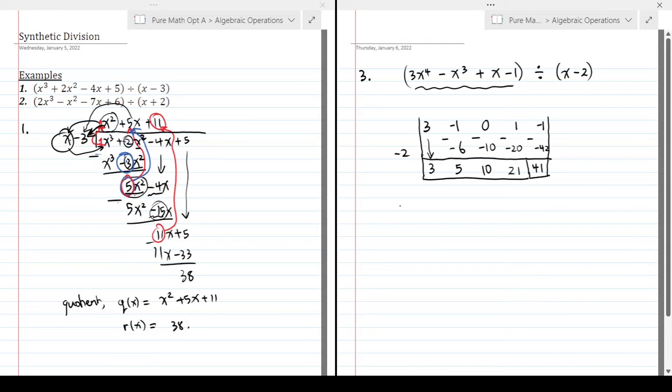So it has to be that the quotient is 3x cubed plus 5x squared plus 10x plus 21, and the remainder is 41. So that is how you do synthetic division.